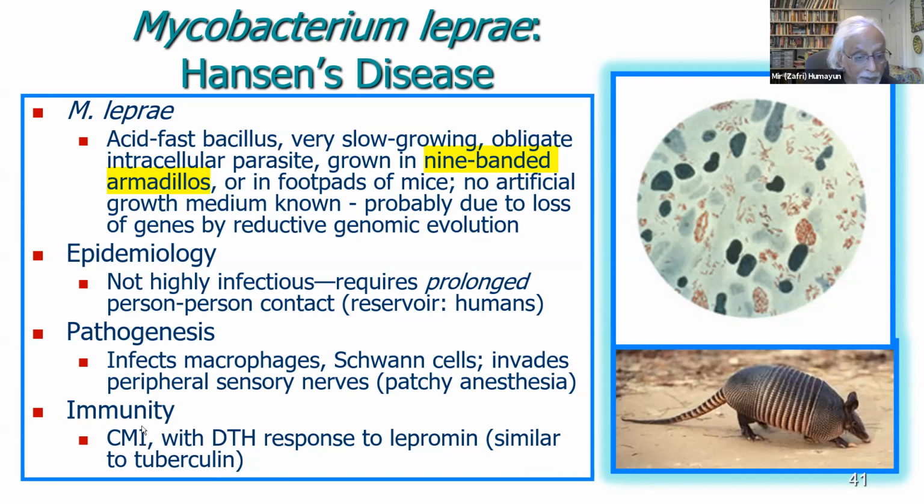Okay, the immunity to Mycobacterium leprae is also cell mediated, and the disease is because of a delayed-type hypersensitivity response to proteins called lepromin. Lepromin is similar to tuberculin in the sense that it's also an interior protein. It's not a single protein. It's a preparation of proteins that's obtained from dead cells. Lepromin.